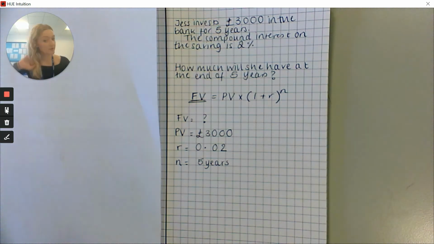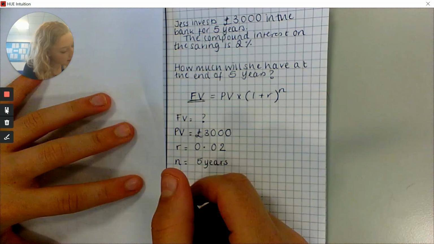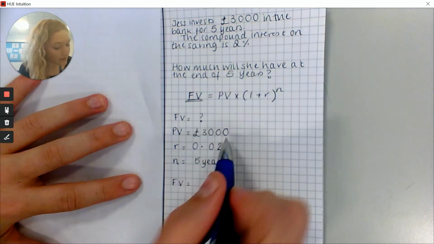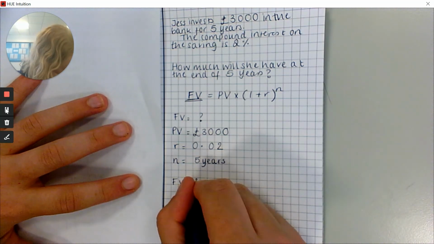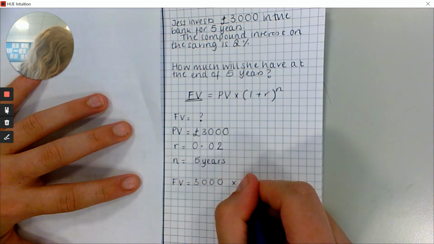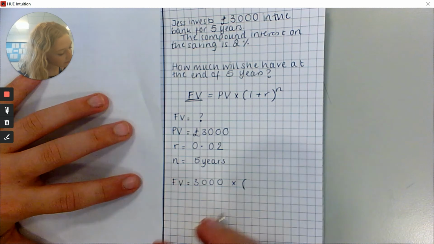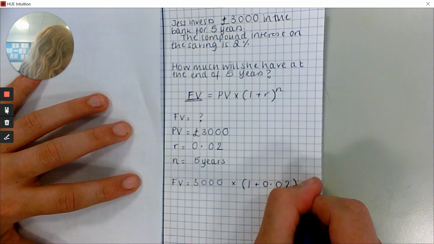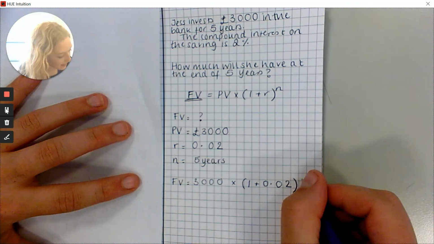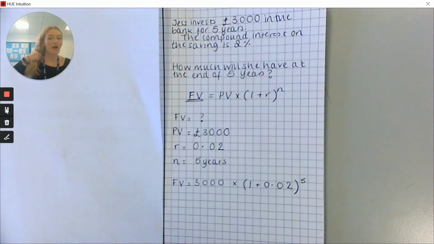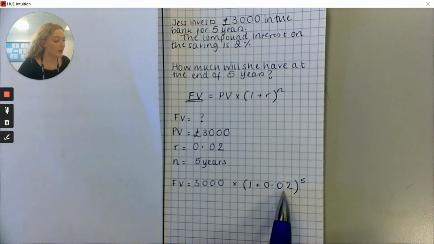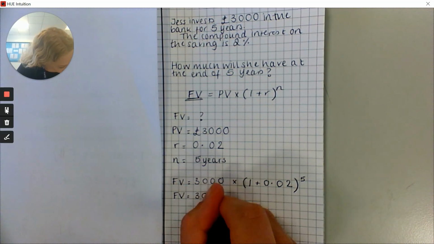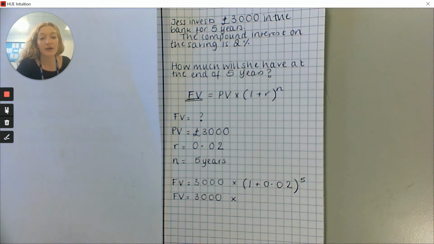Okay, so we can start to fill in our formula then, okay? So we know that the future value, which is what we're calculating, is equal to the present value, 3,000, times 1 plus r, so 1 plus 0.02 to the power of n, so to the power of 5. Okay? And in order to type that in, I'm just going to work out what this bracket part means. So my future value is equal to 3,000 times, what's 1 plus 0.02?